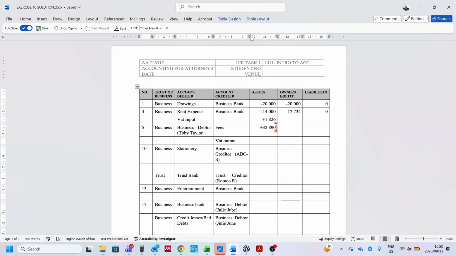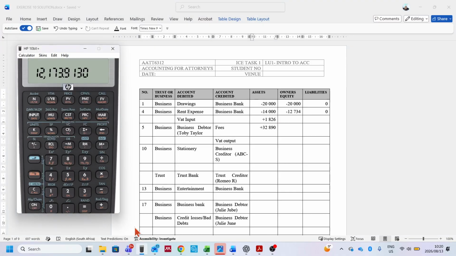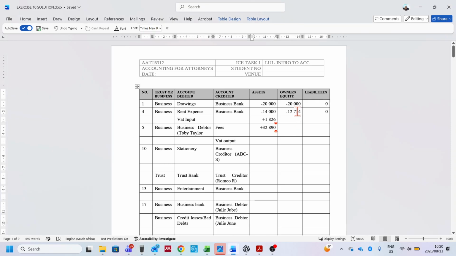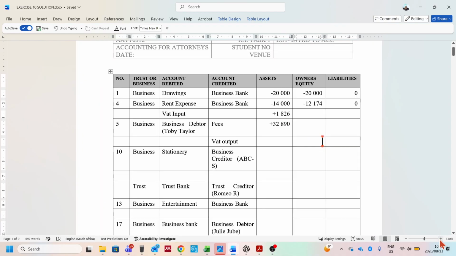That you are fine. Okay, so I've got 32,000, which is for the business debtor account. Yes. Okay, let me just quickly confirm that. 1,174. Okay, thank you for that. 1,174. Thank you for the correction. I thought I wrote the correct amount there. Okay, yes. Sorry? Zoom. Better? Okay.